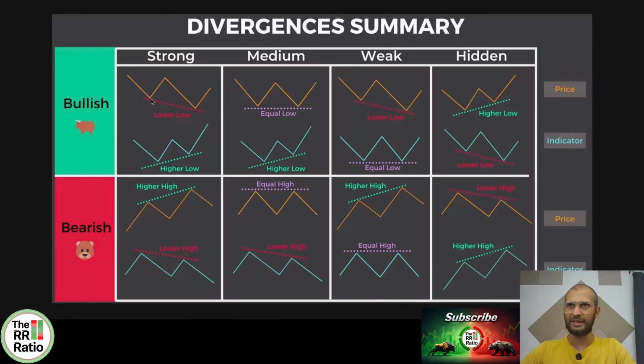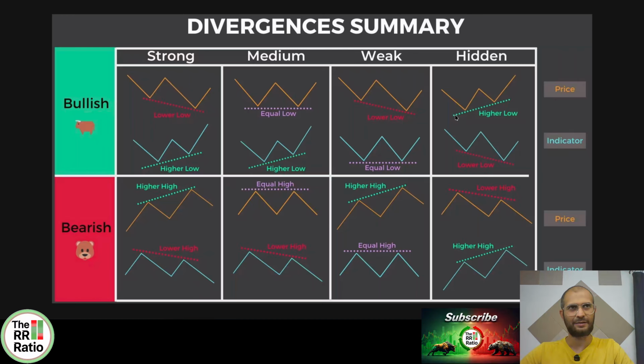So when price is going downwards, making lower lows, and the indicator, doesn't matter which one, usually it's an oscillator like relative strength index or some range oscillator or stochastic RSI, something like that, makes a higher low, that becomes a divergence. There are different levels of divergence: strong, medium, weak, and there is one special one, which is the hidden divergence.